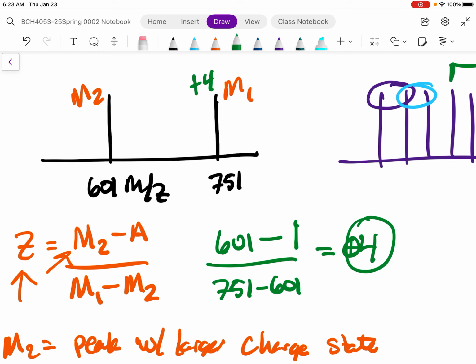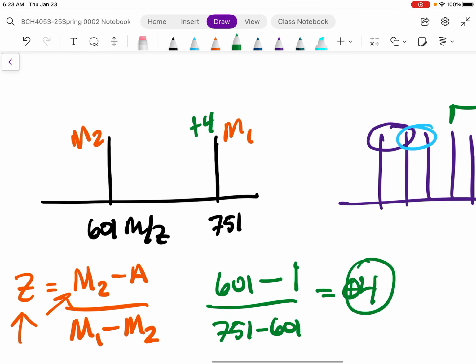So if that is plus 4, and we compared the two peaks that are right next to each other, by default, what would the charge state of this guy be? It would just be plus 5. It would just be one integer up, plus 5. So when you're looking at two peaks, they have to be one charge state away from one another in order for this to work. Okay?